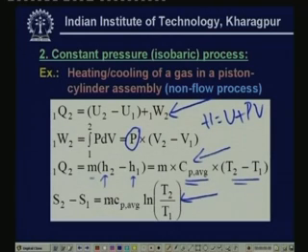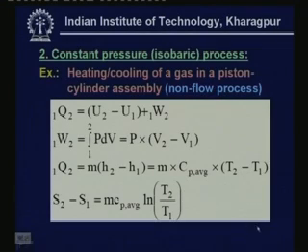Okay, if you remember, the second TdS equation is given as TdS is dH minus VdP. So VdP is 0 because pressure is remaining constant. So ds is integral dH by T, and if you are performing the integration between state 1 to 2, you get the expression for entropy change during an isobaric process.